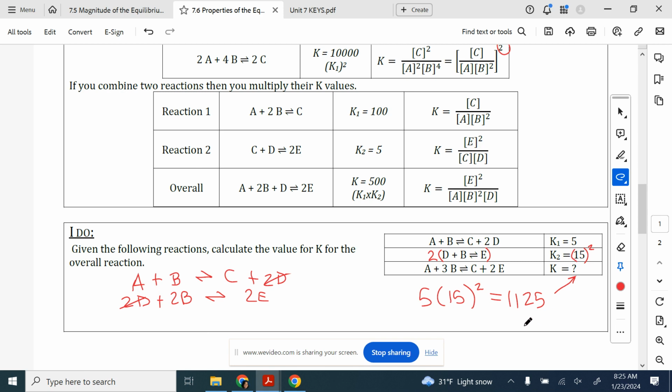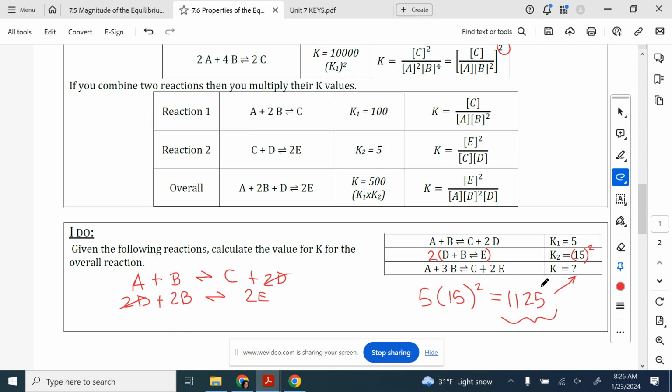Yes, I'm going to have more product because this value is greater than 1. You multiply the K values because you combined the first two equations, right? Yes, correct. I multiplied these two together because I had to combine these two equations to get the overall. So I multiply those together. I square this first and then multiply them together to get this value.